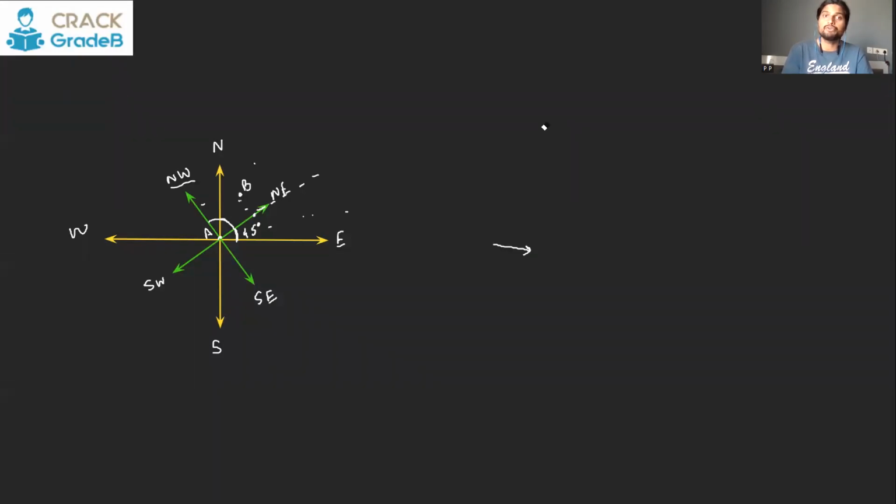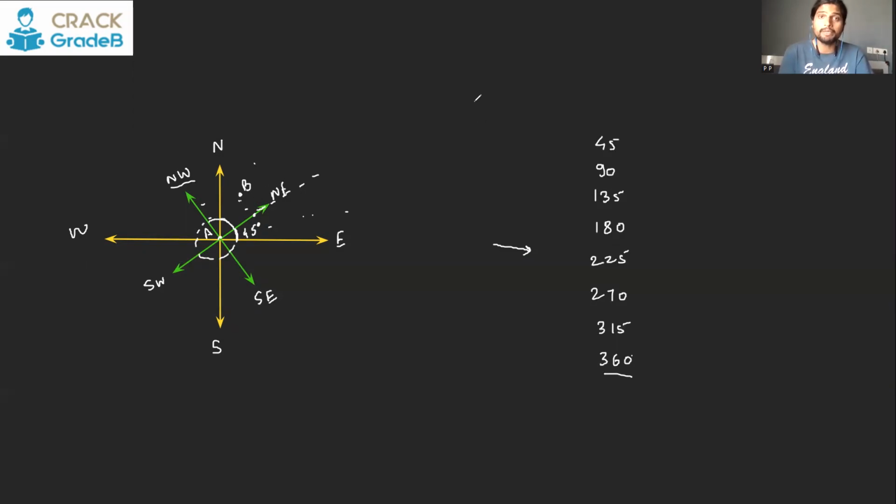That is, 45 ones are 45, then 45 twos are 90, 45 threes are 135, 45 fours are 180, 45 fives are 225, 45 sixes are 270, 45 sevens are 315, 45 eights are 360. So if all 8 sections are covered, that means the person is again watching the same direction. 360 degrees means the entire complete angle. This is what everyone should know about the directions.